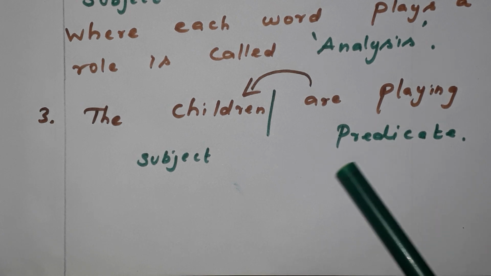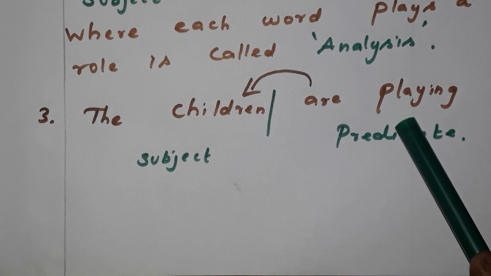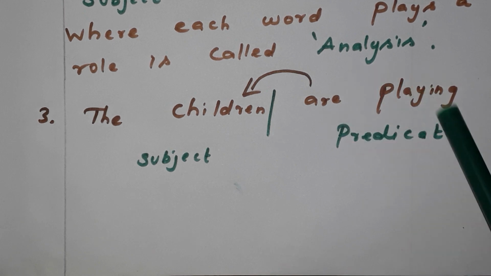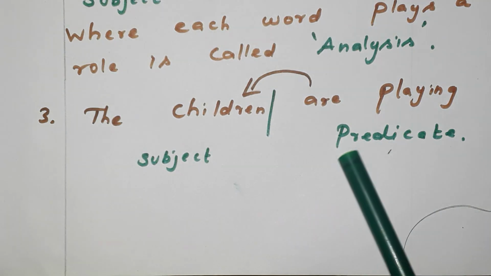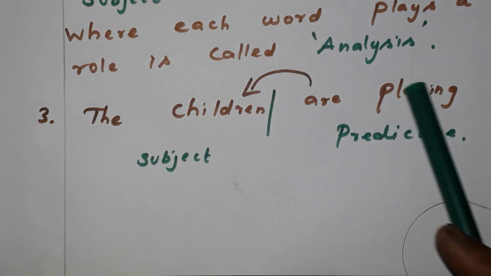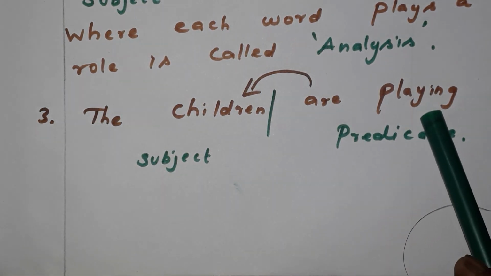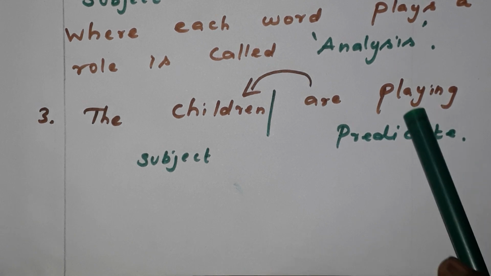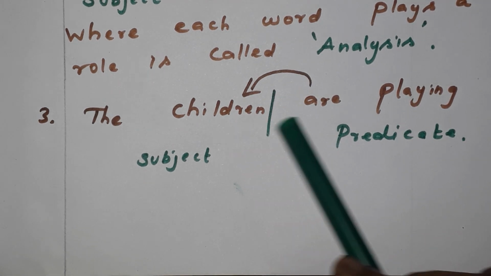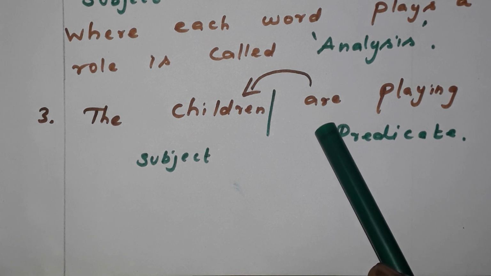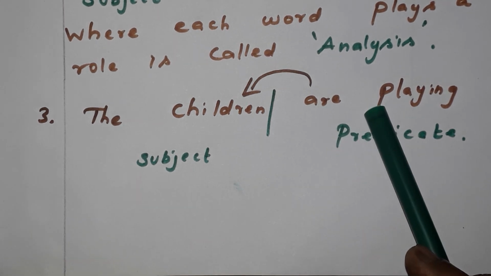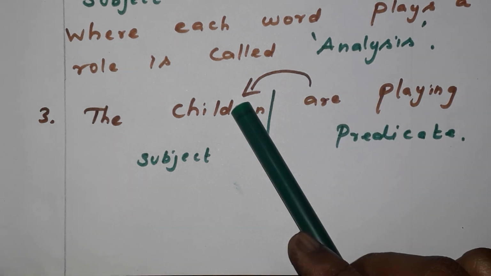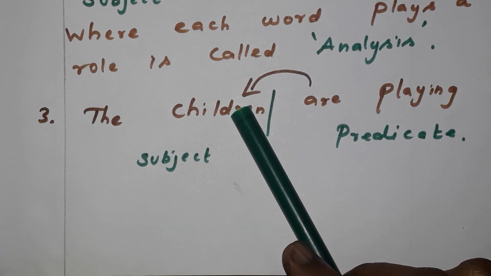The words which come after the subject are always considered to be the predicate. Okay, in this sentence, the words are playing indicate and describe what the children are doing. So, from this, we come to know that the role of the predicate is to describe the subject. Okay, children?